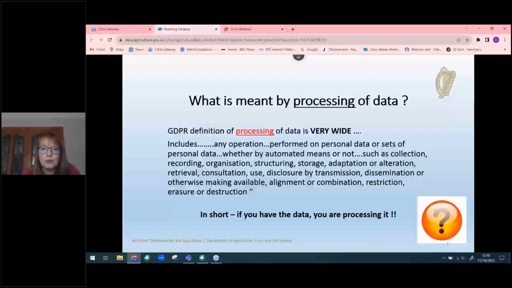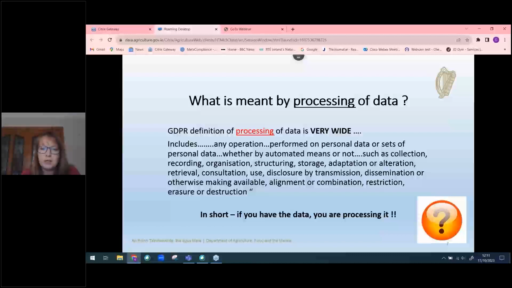So just to go down through it quickly here, it includes any operation performed on personal data or sets of personal data, so groups of personal data, whether it's by automated means or not. So that means whether it's in electronic systems or in hard copy. And it includes collection, recording, organization, structuring, storage, adaptation, alteration, retrieval, consultation, use, disclosure by transmission, dissemination, or otherwise making available, alignment, combination, restriction, erasure, or destruction.